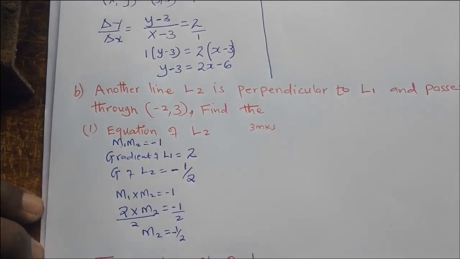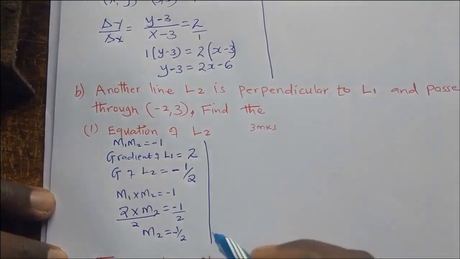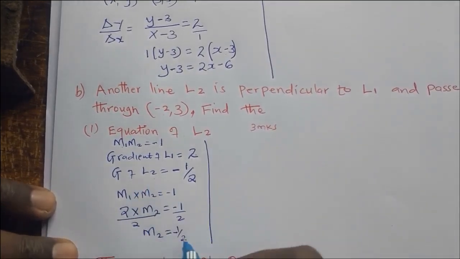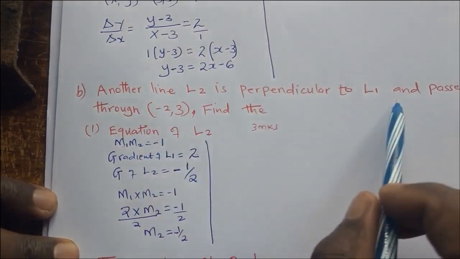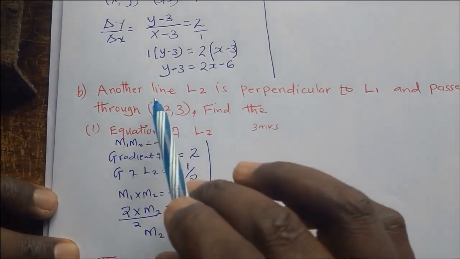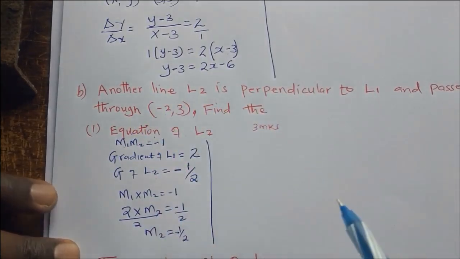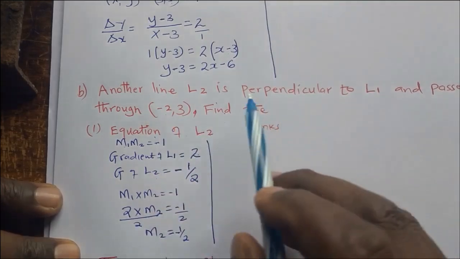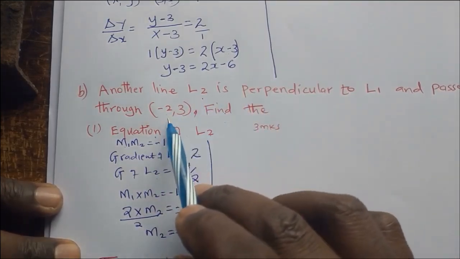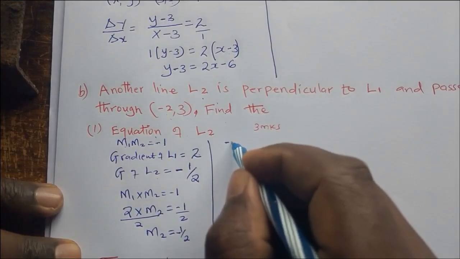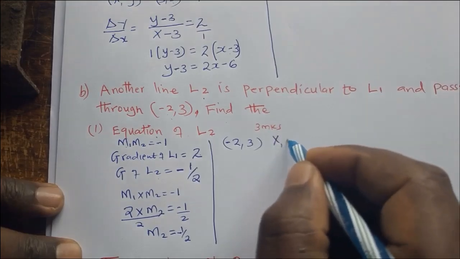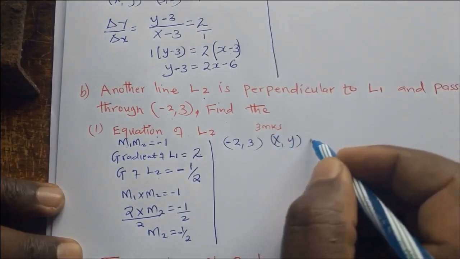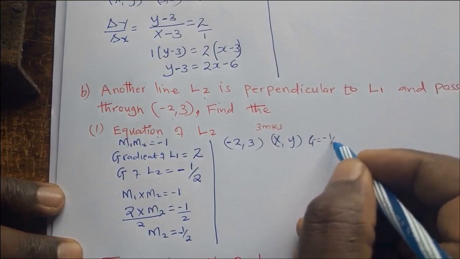So you can as well do it like that. So the gradient of line L2 is negative 1/2. Now we are looking for the equation. Find the equation. But we have been told that the line L2 passes through this point. Now we have the point negative 2, 3. We have the general point x, y. And we have the gradient, which is negative 1/2.